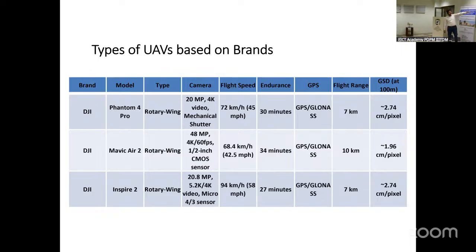I am just discussing the basics, like the different types of UAV brands that are available to purchase. Okay. So DJI is banned in India. We cannot purchase the DJI drone, just because it's a China product. But the capacity of DJI compared to the other drones is very high. They are doing very well.